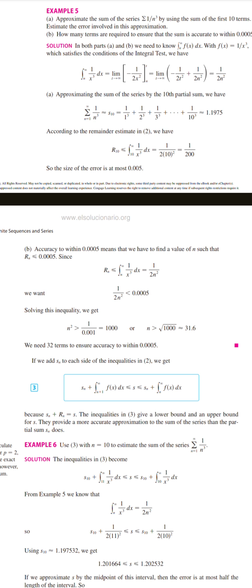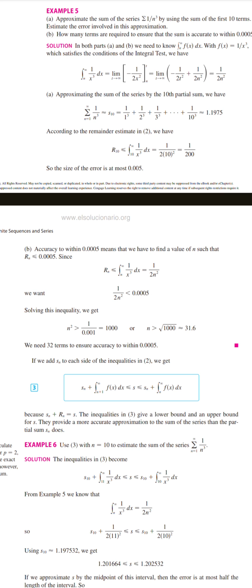We want 1 over 2n squared to be less than 0.0005. Solving this inequality, we get n squared is greater than 1 over 0.001, equals 1000, or n is greater than the square root of 1000, which is approximately 31.6. We need 32 terms to ensure accuracy to within 0.0005.